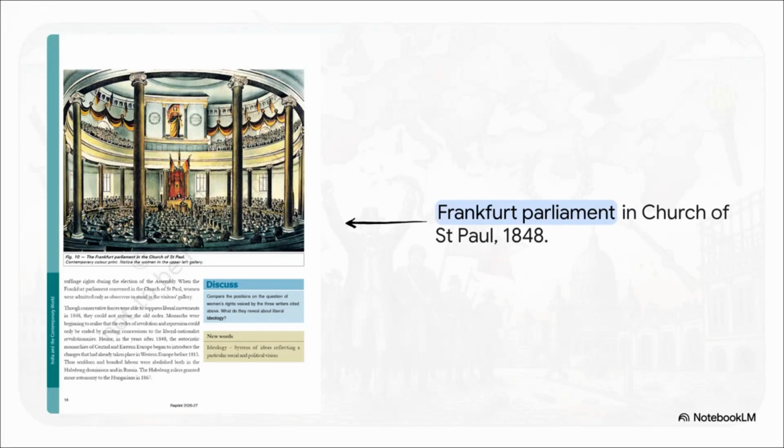Take a really close look at the historical detail hidden within this contemporary color print of the Frankfurt Parliament, convened in the Church of St. Paul. The architecture is grand for sure, but direct your attention to the upper left gallery. You'll notice women standing up there.